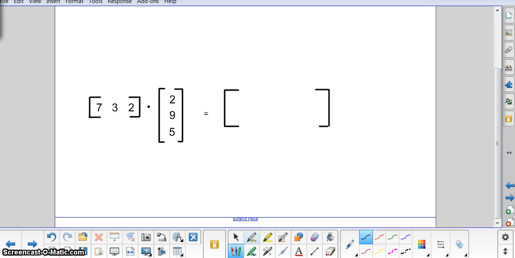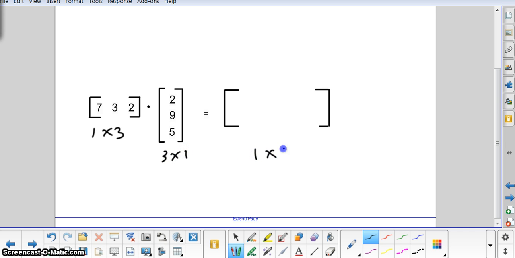We were multiplying this, what is that, a 1 by 3 matrix, 1 by 3 by a 3 by 1. We're going to end up with a 1 by 1. We're going to do our work there, and then we're going to clean it up and put our answer in a nice little 1 by 1 matrix. So what is this going to look like?